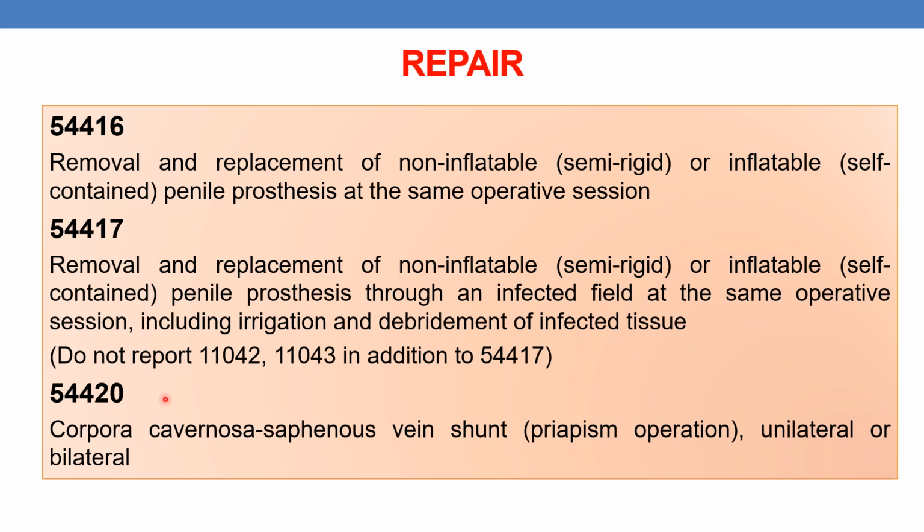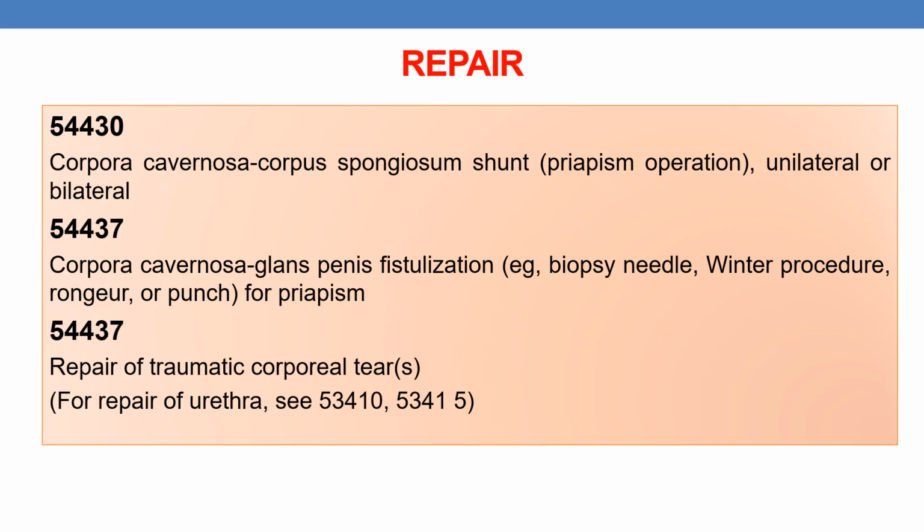The next is 54420, corpora cavernosa saphenous vein shunt, unilateral or bilateral. The next is 54430, corpora cavernosa corpus spongiosum shunt, unilateral or bilateral. The next is 54435, corpora cavernosa glans penis fistulization, for example, biopsy needle, Winter procedure, rongeur or punch for priapism. The next is 54437, repair of traumatic corporeal tear.